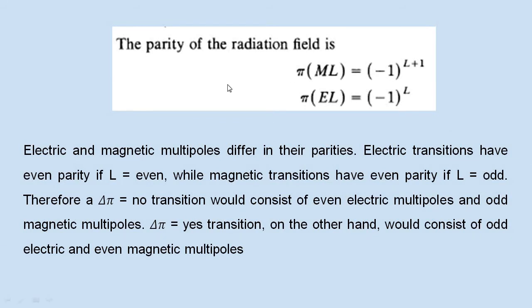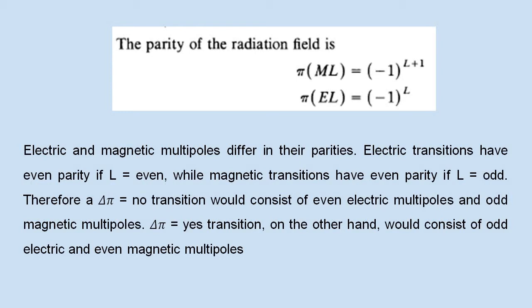And the parity selection rule for fields: this pi of ML stands for magnetic multipole, EL for electric type multipole. It is (-1) raised to L+1 for magnetic, and for electric you are writing (-1) raised to L. So you can see the difference: that (-1)^L was the term that we used in beta decay, and that equation is applicable only for electric, and for magnetic you are taking it as L+1.